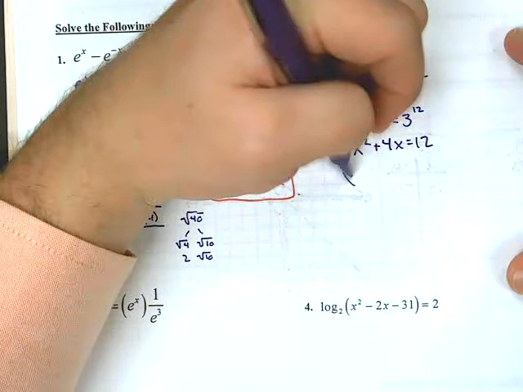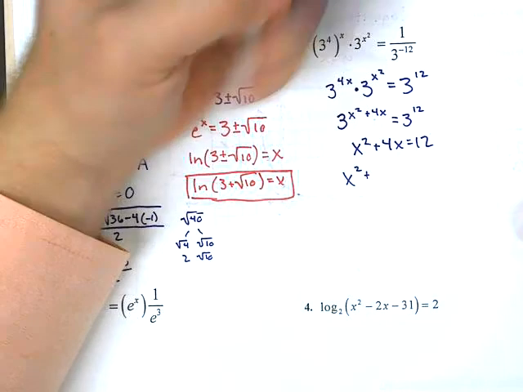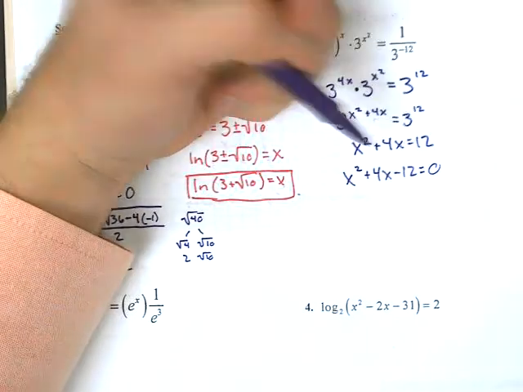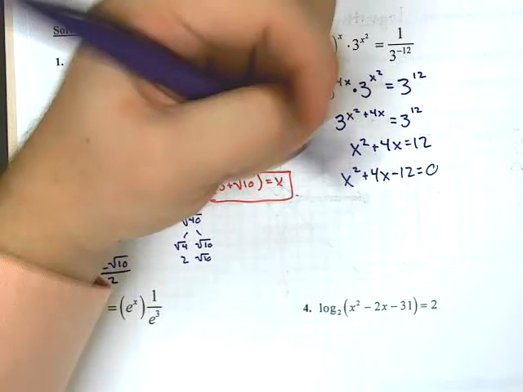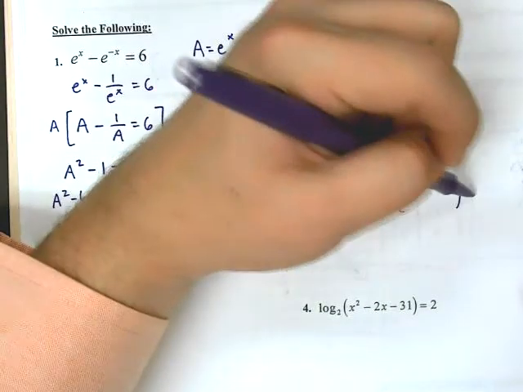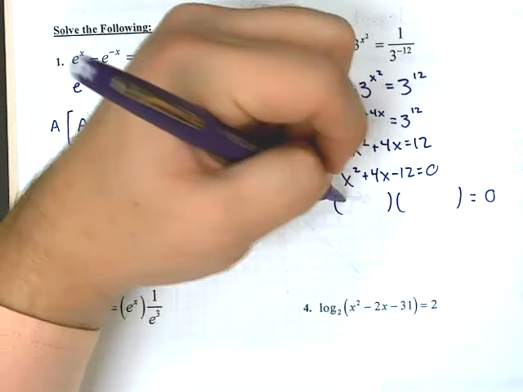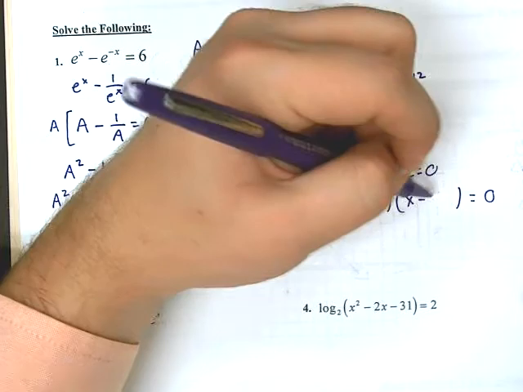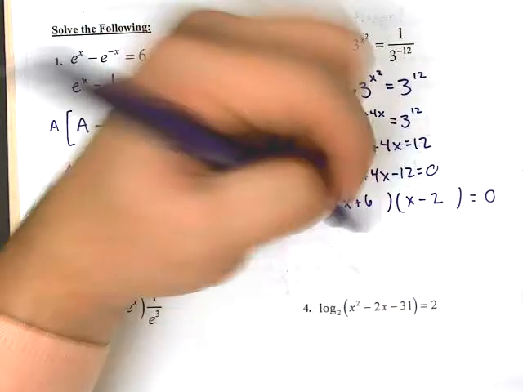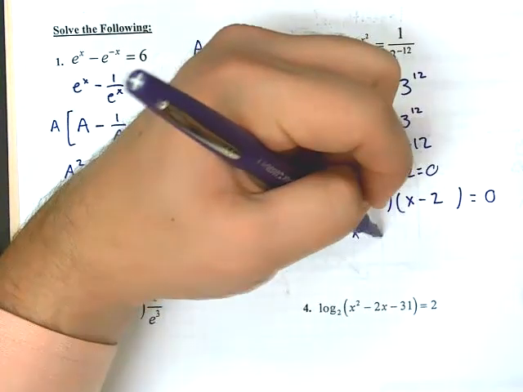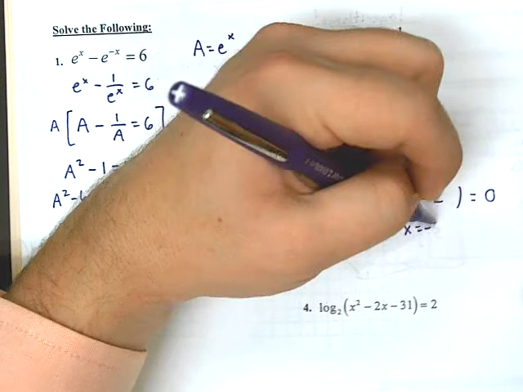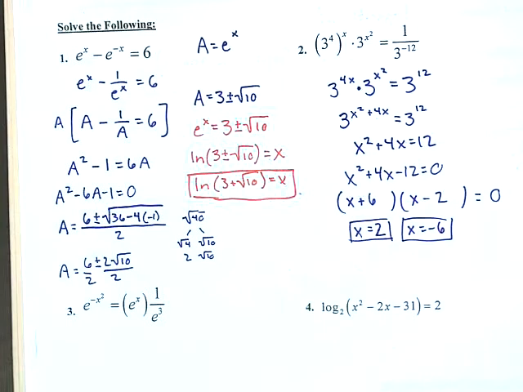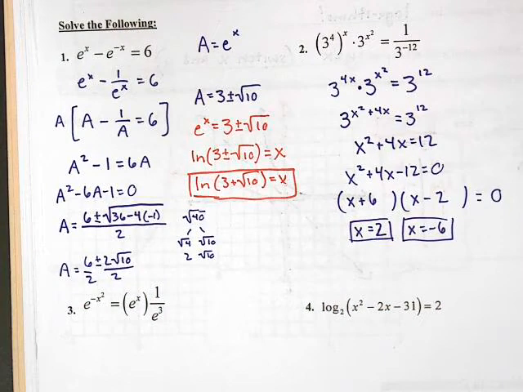So this is nice and easy, guys. Keep going. What do we got? x plus 6, x minus 2. So x equals 2, x equals negative 6. That should be good. How did I know that I didn't need to check for extraneous solutions?